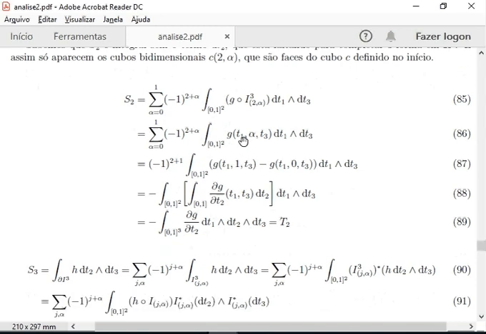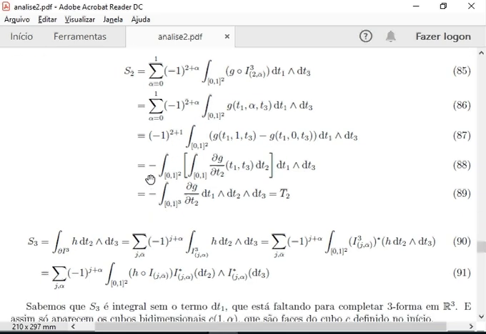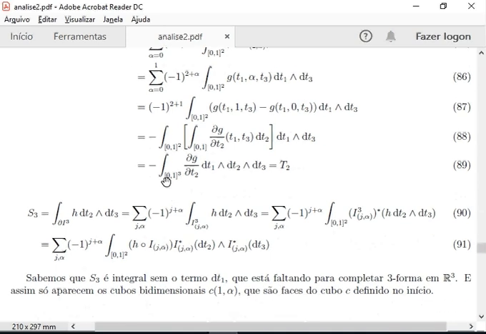And we substitute I3 by t1, alpha, t3: g(t1, 1, t3) minus g(t1, 0, t3). 2 plus 1 is minus. Fubini, and integral of dg over dt2, dt1 dt2 dt3, over 0, 1, 0, 1, 0, 1, equals T2.